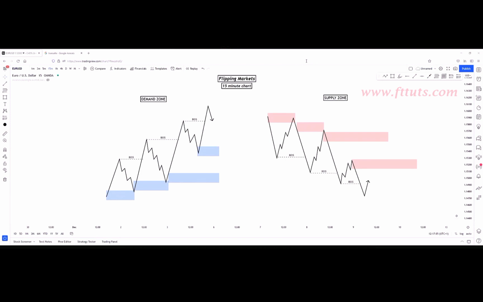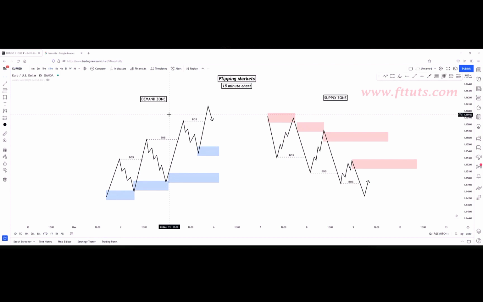First of all, what do we call a supply and demand zone? It's a zone where price rapidly pushes away from, so lots of orders were placed, which creates inefficiency. Please pause the video now and check the inefficiency video before you continue to watch this, because it's necessary.